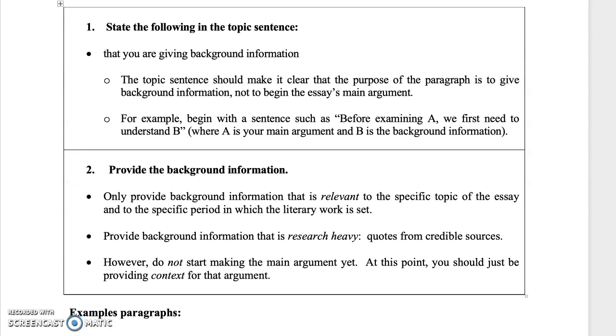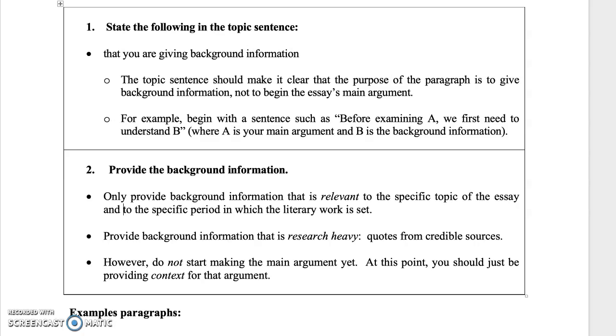So in the later part of that paragraph, after the topic sentence, you only want to provide background information that is relevant to that specific topic, right? Whether that's gender, class, sexual orientation, stereotyping, domestic violence, whatever the topic is, and to the specific period in which the literary work is set, because that may differ from period to period.